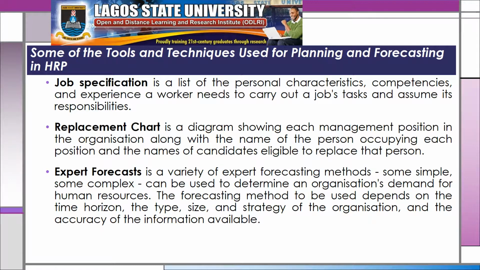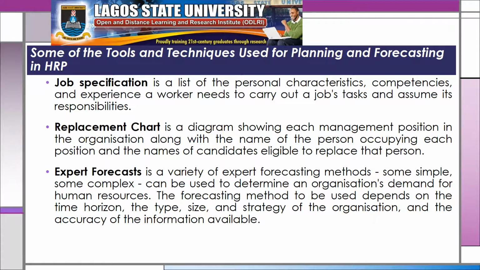It depends on what that job requires. So that's what we call job specification. It simply means the personal characteristics, competency, and experience that a worker needs to carry out a particular job. Then the replacement chart is also another tool that is used for human resource planning and forecasting.